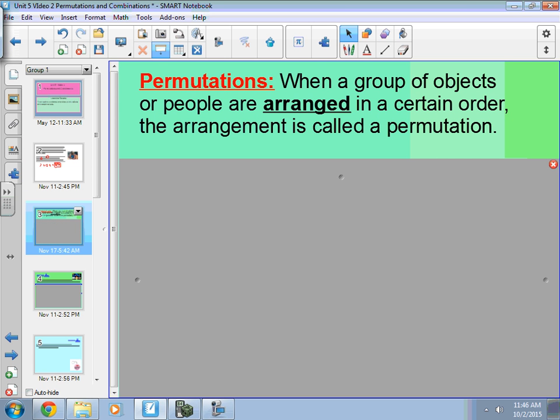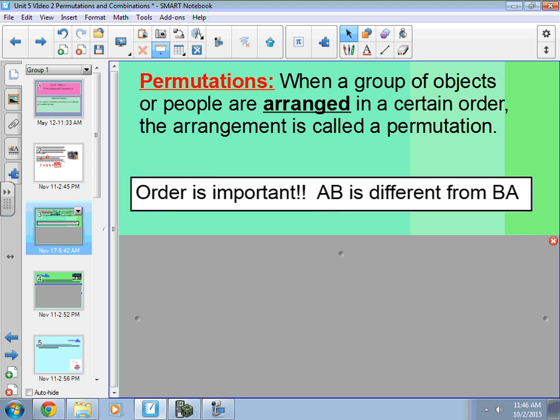Permutations are when a group of objects or people are arranged, that's an important word, arranged in a certain order. The arrangement is called a permutation. The big thing you've got to know about permutations is that order is important. So if you select 2 things, A and B, that's different from selecting B before A. The order that you pick is important.